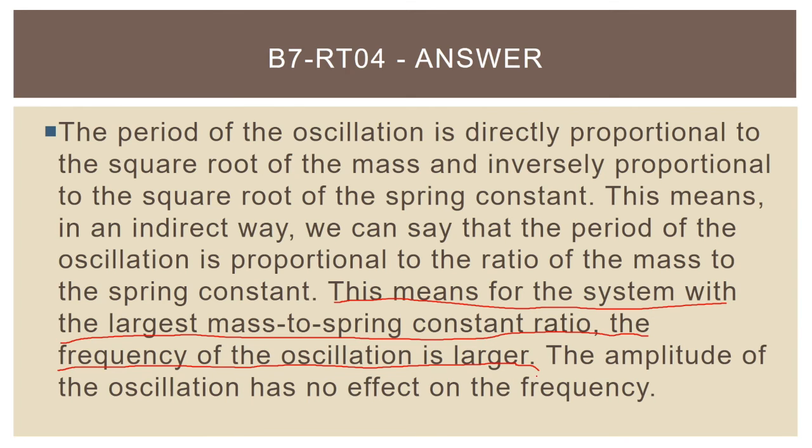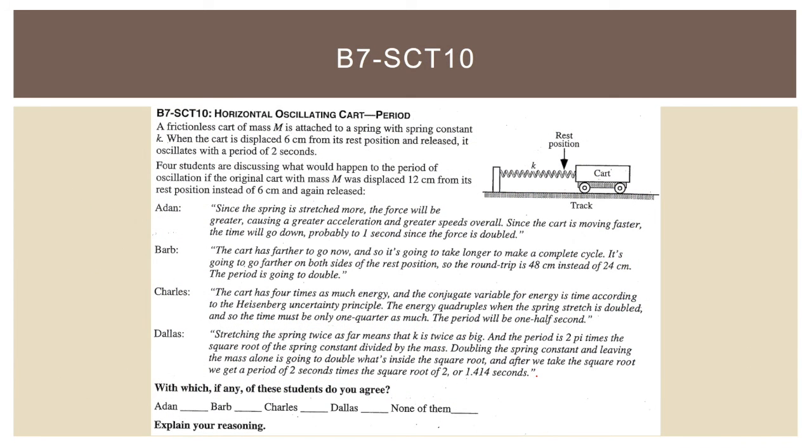All right, moving on to the back of this sheet now, we are in the home stretch. We are up to the second to last question we were going to answer for today. That is B7SCT10, oscillating cart, period. This question says a frictionless cart of mass m is attached to a spring with a spring constant k. When the cart is displaced 6 centimeters from its rest position and released, it oscillates with a period of 2 seconds.